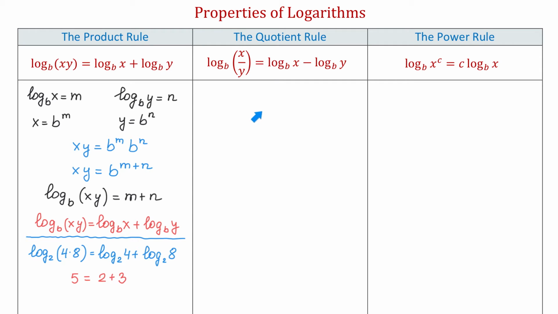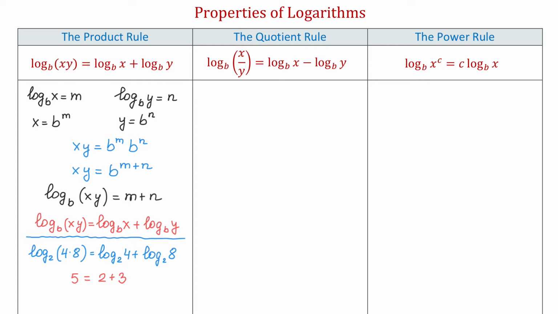Now let's talk about the quotient rule. Here, the logarithm of a quotient equals the difference of logarithms. That is, log base b of x over y equals log base b of x minus log base b of y. Again, this is also true because logarithms are exponents, and in the quotient rule for exponents, when we divide expressions that have the same base, we subtract the exponents.